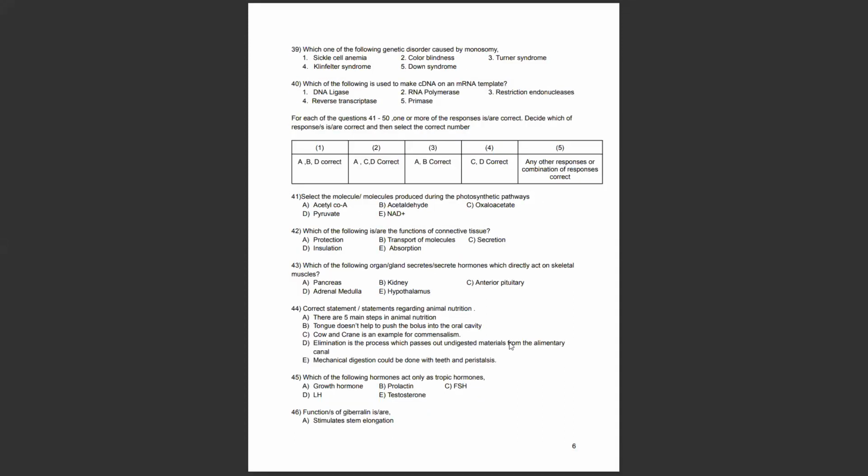46. Functions of gibberellin. What are the functions of gibberellin? Gibberellin stimulates cell elongation, stimulates pollen development, then stimulates pollen tube growth, stimulates fruit growth, stimulates seed development and germination, then regulates sex determination and transition from juvenile to adult phase. Right, so here the answer should be the first answer, A, B, D correct.